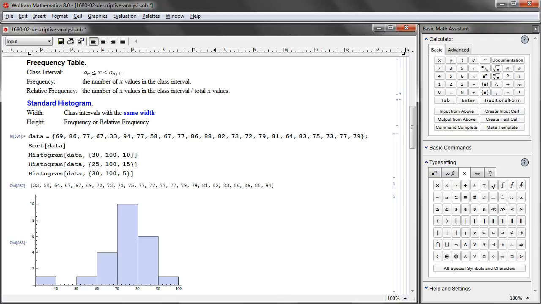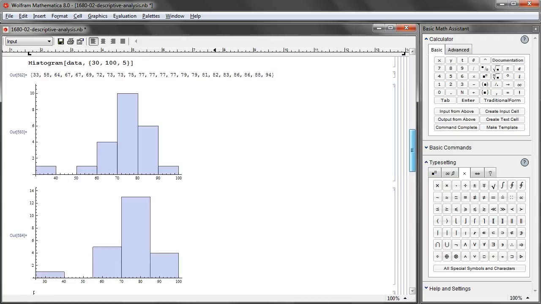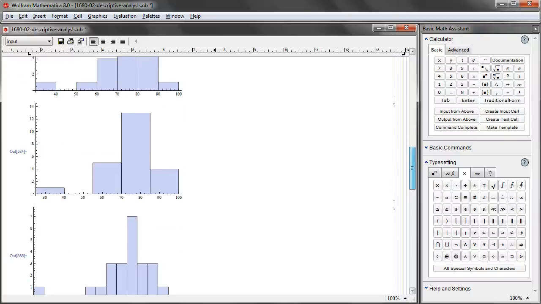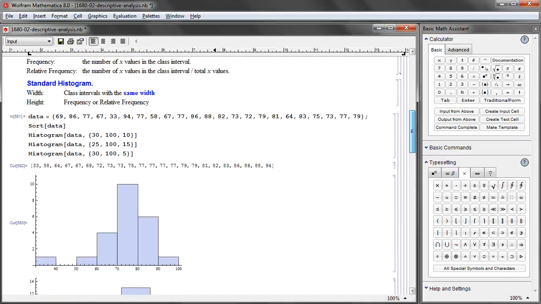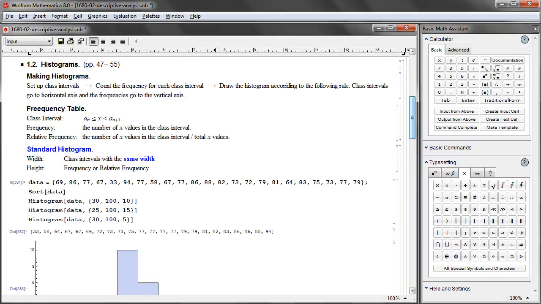Anyway, here it is. With the same data set, score distribution of 33, 58, 64, all the way up to 94, and we have this kind of histogram. Here's another standard histogram. What's the difference between these two? The latter seems a little bit fatter, and the third standard histogram. This time the rectangles are thinner. And what do they mean? That's one of the several questions that you have to ask yourself.